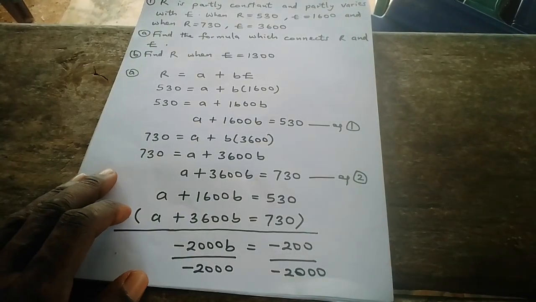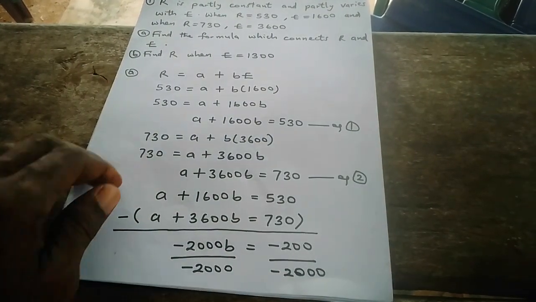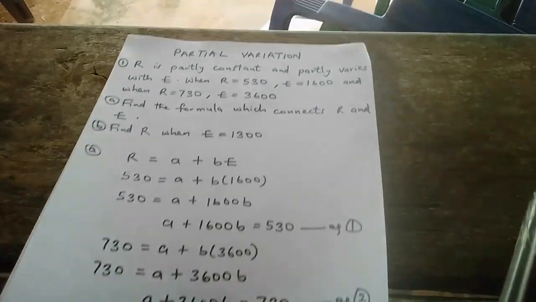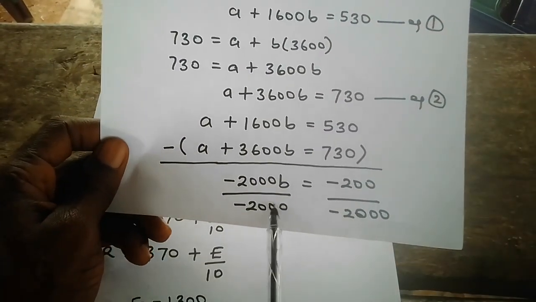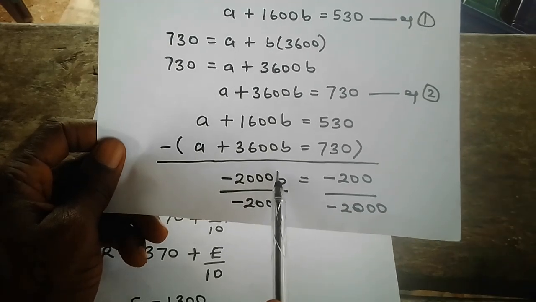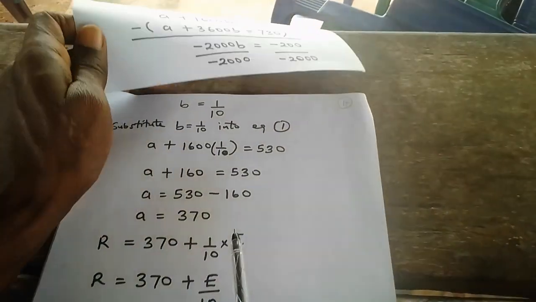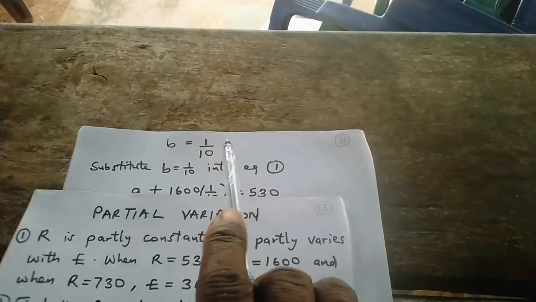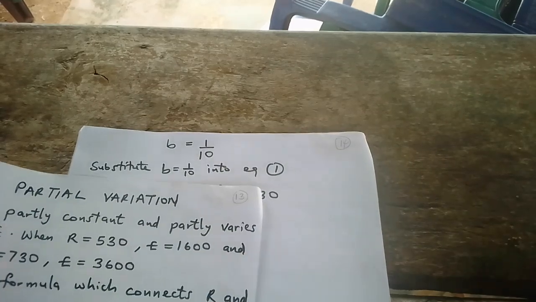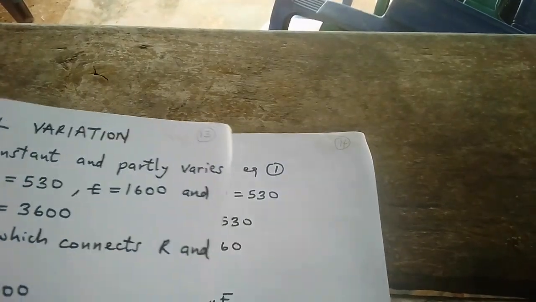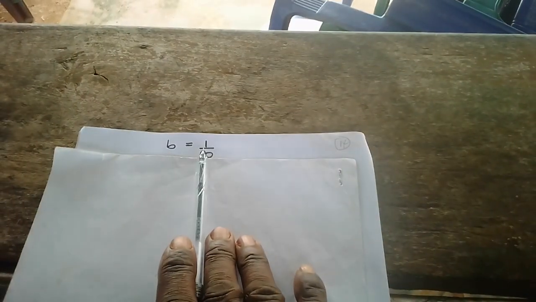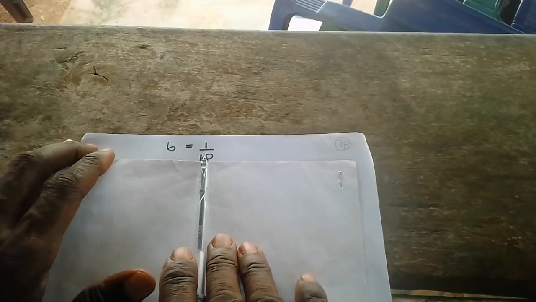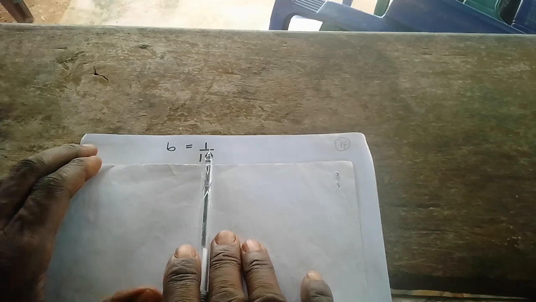When you divide both sides by the coefficient of B, minus 2000, you realize that minus 2000 divided by minus 2000 will remain B here. So that means we have B is equal to minus 200 divided by minus 2000, which reduces to the lowest terms to give us 1/10. So the value for B is 1/10.